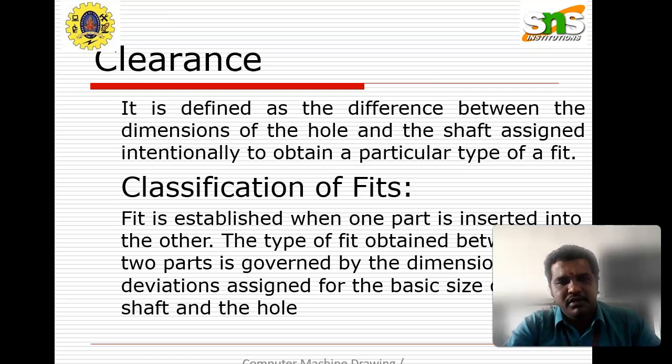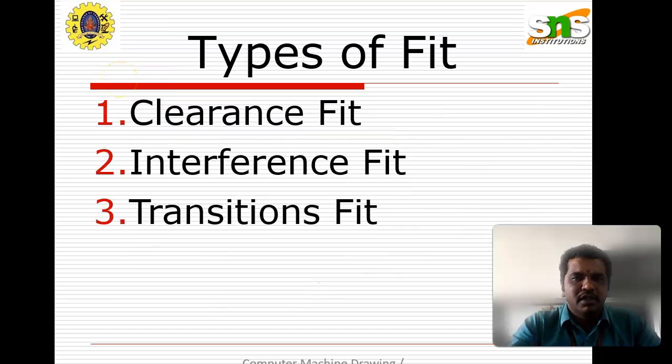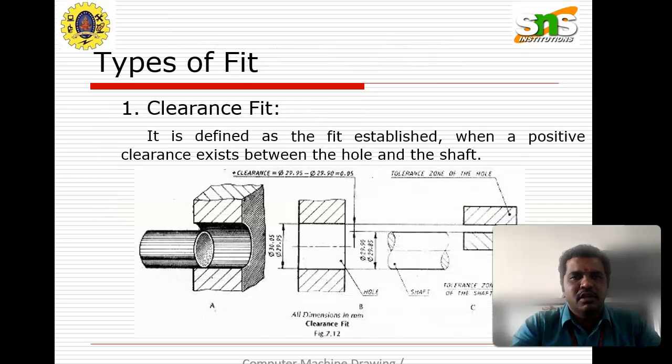The classification of fits is established when one part is inserted into another. The type of fit obtained between the two parts is governed by the dimensional deviations assigned to the basic size of the shaft and the hole. The types of fit are the clearance fit, the interference fit and the transition fit, and we will see them one by one. What is meant by a clearance fit? It is a fit established when a positive clearance exists between a hole and the shaft.